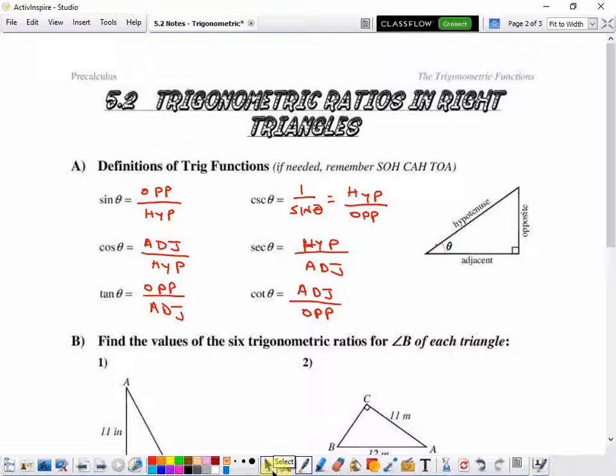To remember which ones are reciprocals of which, I like to keep in mind that each pair has a co in it, but no pair has two co's. So sine and cosecant, cosine and secant, tangent and cotangent. Each pair has exactly one co in it.